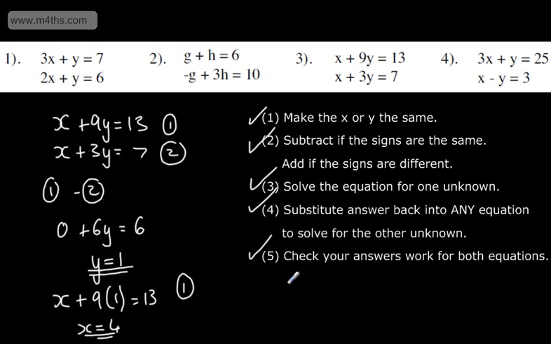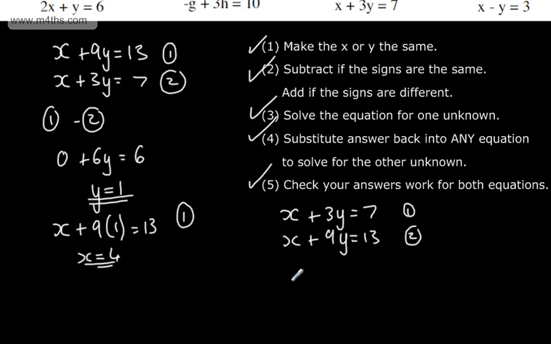Now, what happens if you had it the other way around? Let's say you had equation 1 was x plus 3y is equal to 7, and equation 2 is x plus 9y is equal to 13. So let's say you had this scenario. You can still do the same. You can subtract downwards. It gives you here minus, so 0 minus 6y will be equal to 7 minus 13, which is minus 6.